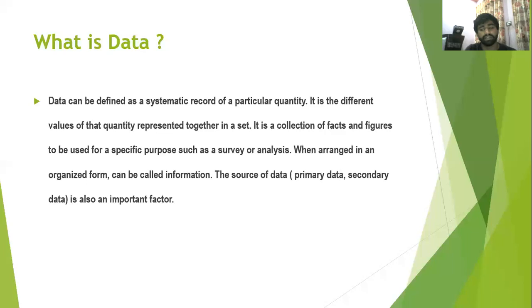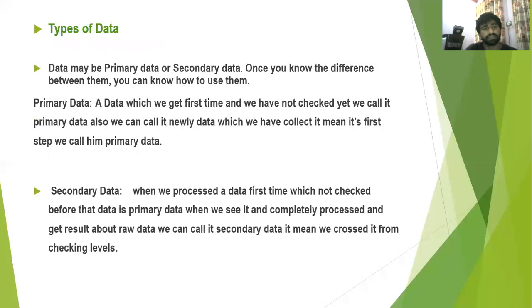In data there are 2 types of data. One is primary data, the second is secondary data. A data which we get for the first time is primary data, and we don't check it before, or we don't know what kind of data this is.